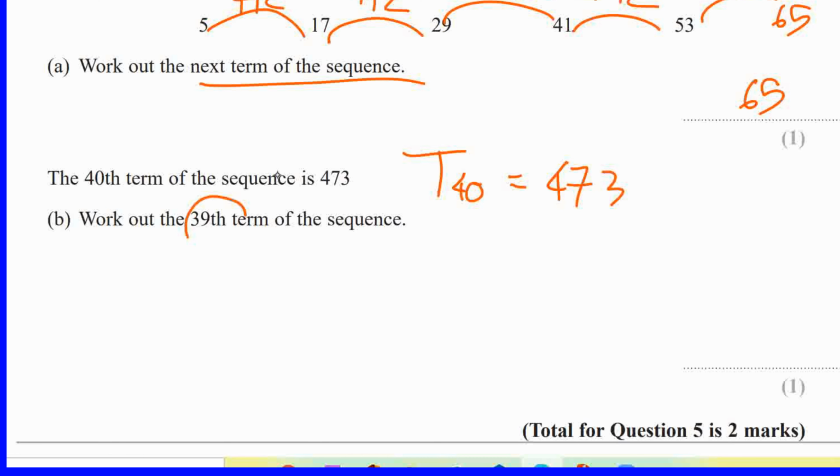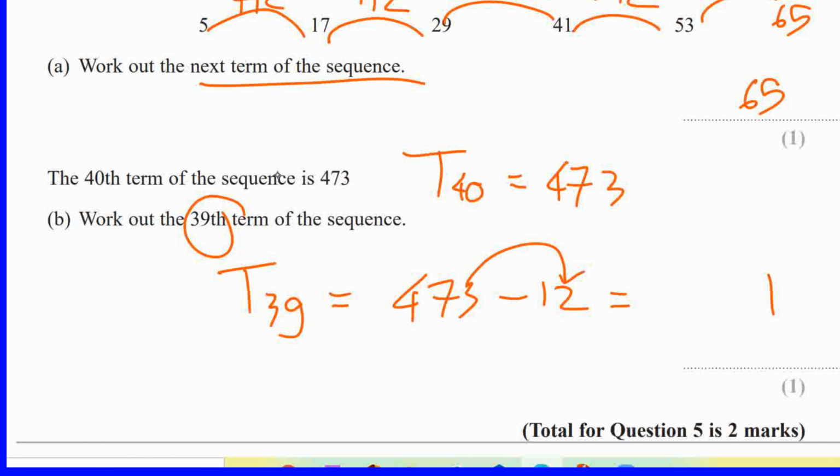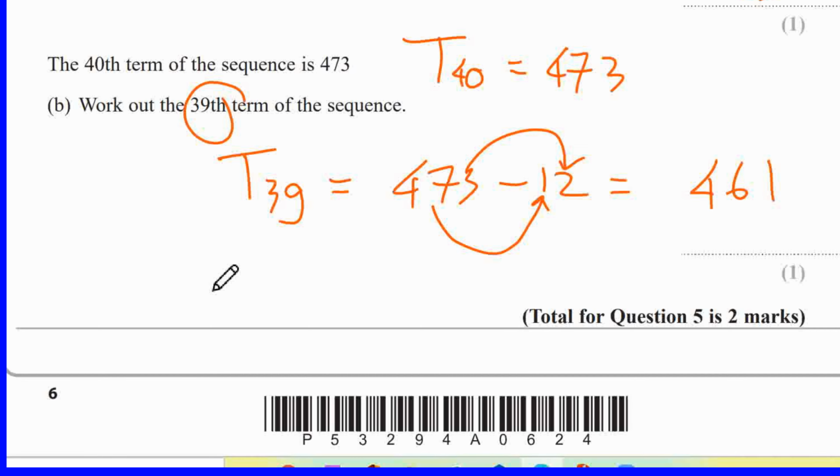Work out the 39th term of the sequence. Of course, for the 39th term of the sequence, we just have to do 473 minus 12. It will be 3 minus 2 is 1, 7 minus 1 is 6, and 4 remains the same. Okay, so it's 461.